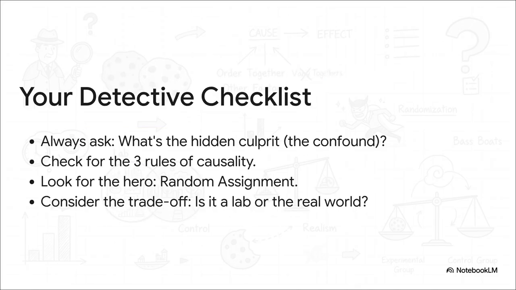So, to wrap everything up, here's your very own detective's checklist for the next time you see a headline about a new study. First, always ask yourself, what could be the hidden culprit here? What's the confound? Second, quickly run through those 3 rules of causality. Third, look for the hero of the story. Did they use random assignment? And finally, think about that trade-off. Was this a controlled lab experiment, or was it out in the messy real world?